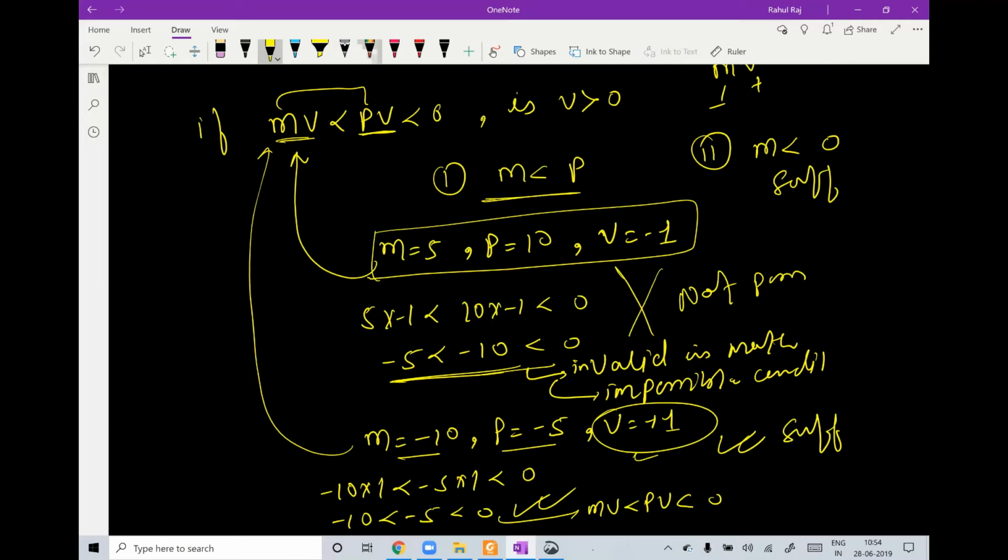The question is asking the same thing, is V greater than 0? So I have taken two conditions. Once I took V negative, this condition did not satisfy at all. I took V positive, and this condition satisfied my question, MV is less than PV is less than 0. Right? Now this is something that you will do naturally. But how do you use the information?